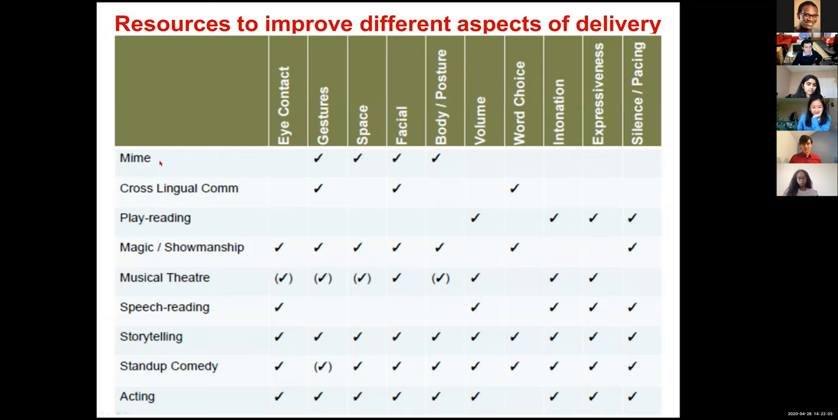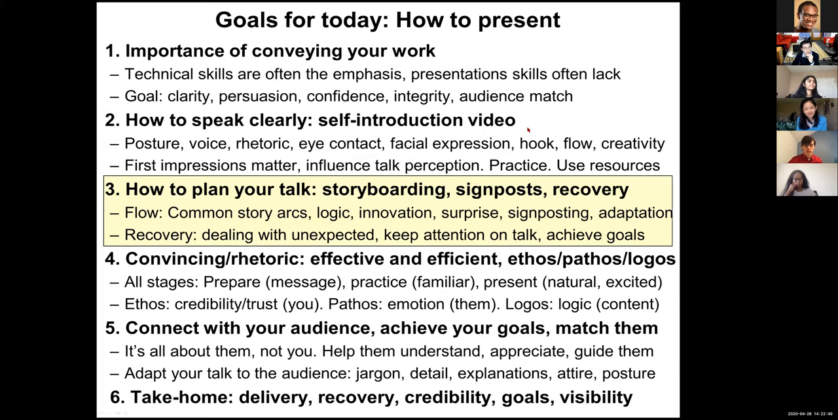So you can do different types of activities to basically improve on different types of skills. You can do miming and cross-lingual communication, play reading, magic or showmanship, where you have a punchline, a visual punchline, or you sort of attract people's attention to the right place, musical theater. Speech reading, storytelling, stand-up comedy, acting teaches you about eye contact, gestures, how to use space, your facial expression, your body posture, and all of these things matter greatly. How to use silence appropriately, how to pace yourself, how to pause and then make an important point, your expressivity, your intonation, the word choice, the volume, how you can fluctuate that volume to convey the importance of different aspects of the talk.